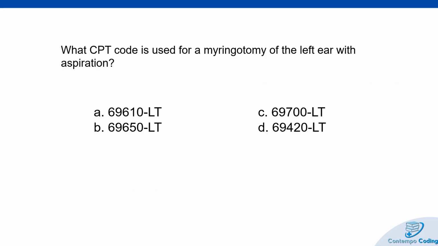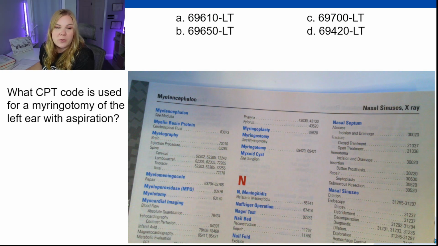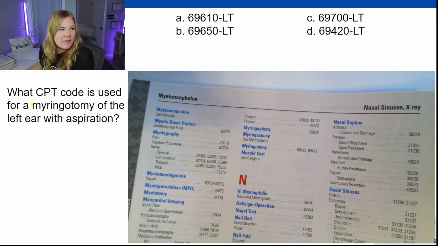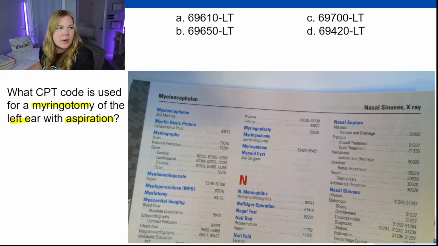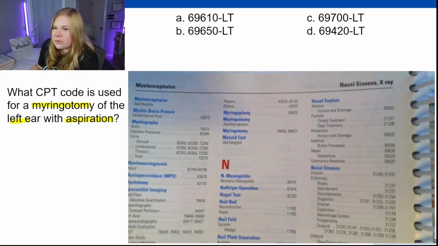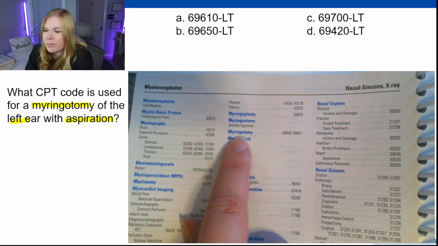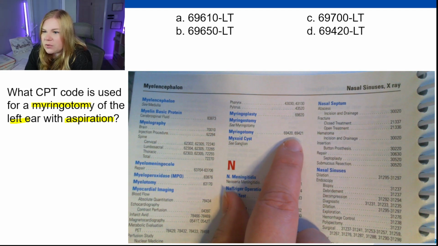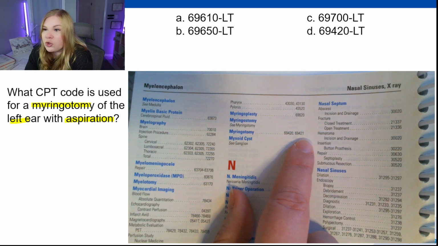Last one, what CPT code is used for a myringotomy of the left ear with aspiration? So we have our options, 69610, 69650, 69700, and 69420. So with this one, we've got the myringotomy. It's of the left ear with aspiration. And of course, all of them have the LT modifier already, so we don't have to worry too much about does it or does it not need an LT modifier, because all of our code selections are going to have that. I'm going to start this one out looking in the index. So if you look under myringotomy, it gives you codes 69420 and 69421.